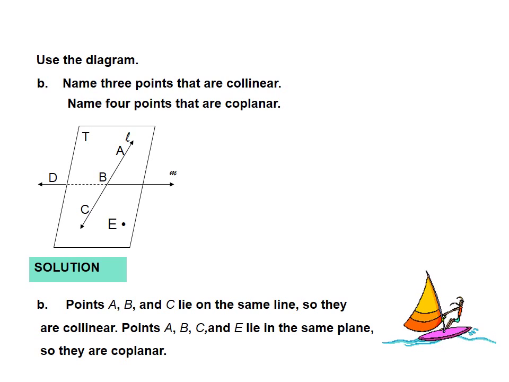The 3 points that are collinear are A, B, C because they all lie on the same line. So they are collinear. The points A, B, and C all lie on the plane T. So they are coplanar. Now notice we did not mention D. That's because if you notice line m, there are dots by point B. This is because this line is passing through plane T at point B. So it's kind of like it's going through and D is either at the bottom of the plane underneath it or on top of the plane.